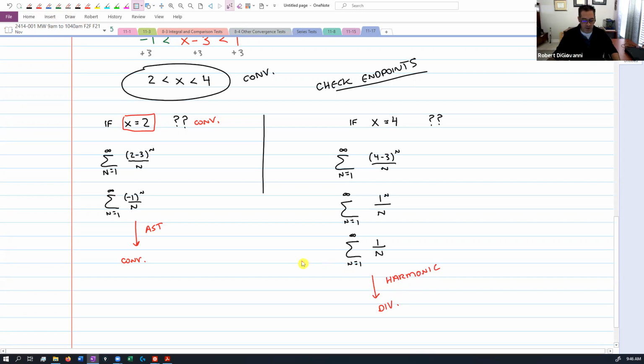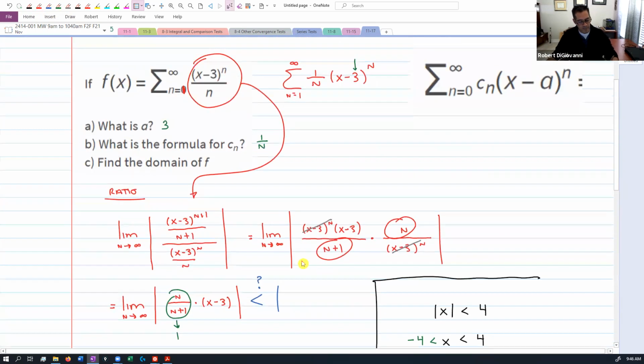The answer for the domain is this. The domain of this function is the interval from 2 to 4, with a bracket on the 2 and a parenthesis on the 4. If you'd like, you could write it this way also: x greater than or equal to 2, strictly less than 4. Either way.